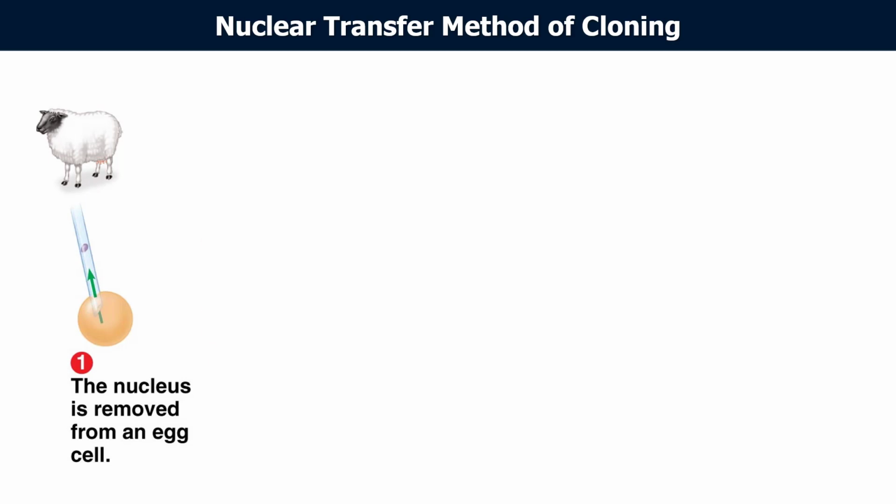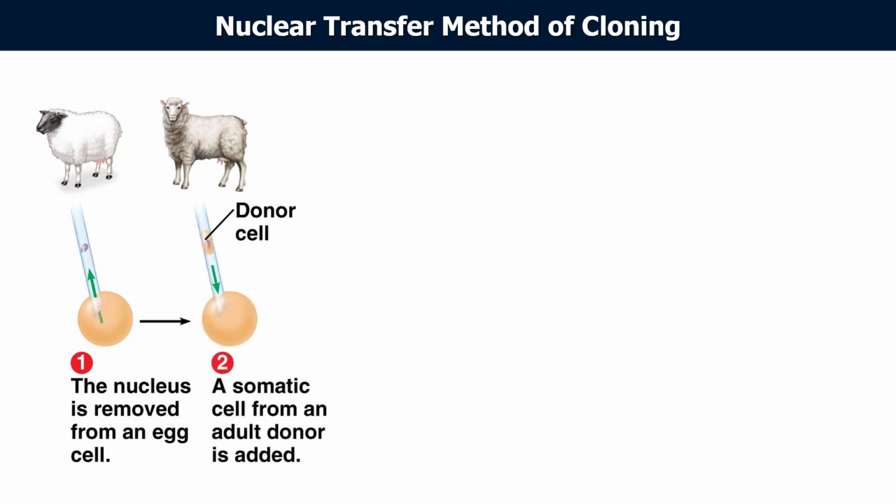It's lacking the nucleus. Then they took another sheep, notice it has a white face, and they took a cell from its udder. So it's an adult cell, and they took this udder cell and they basically injected it into the empty egg with the idea that that donor cell nucleus could become the nucleus of the egg.